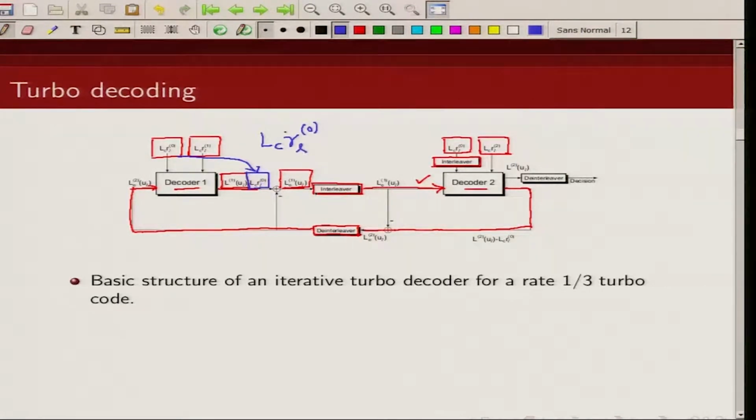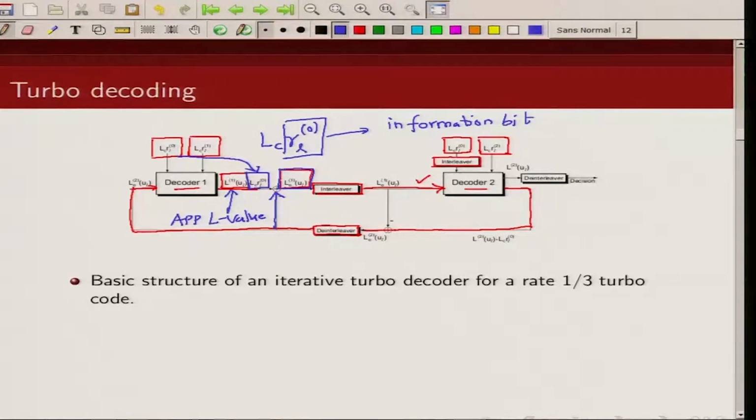This term is the received value corresponding to the information bit, and this is the term corresponding to the APP L value. So, what I am doing is subtracting from the APP L value the contribution of this received bit. I am also subtracting from this the contribution of the a priori information. So, what I get is my extrinsic information.